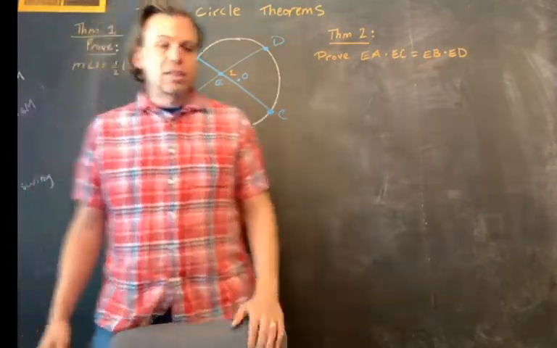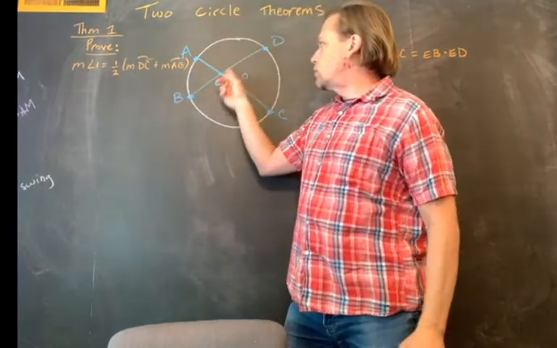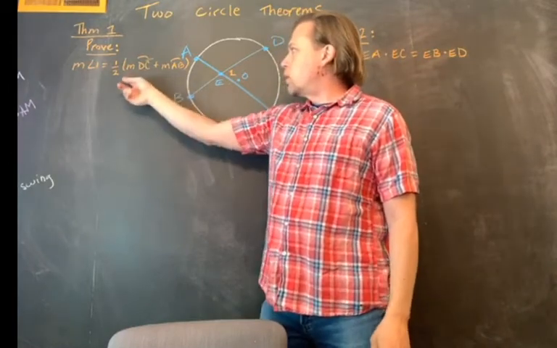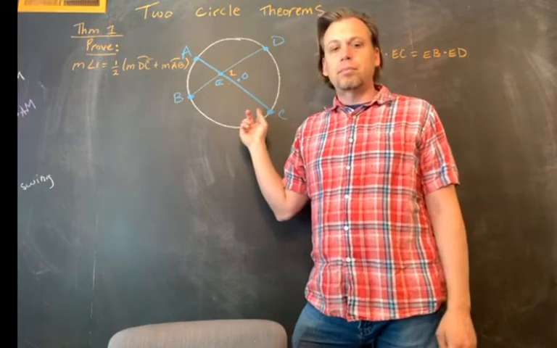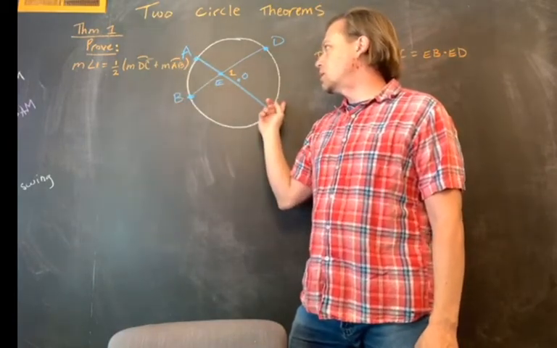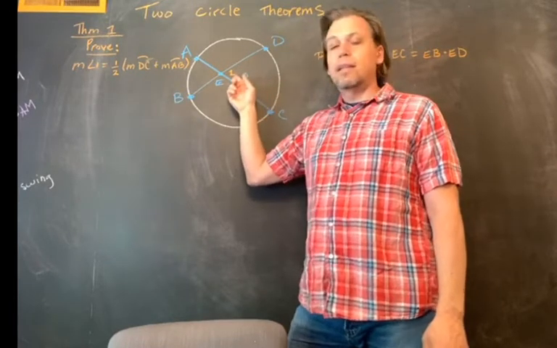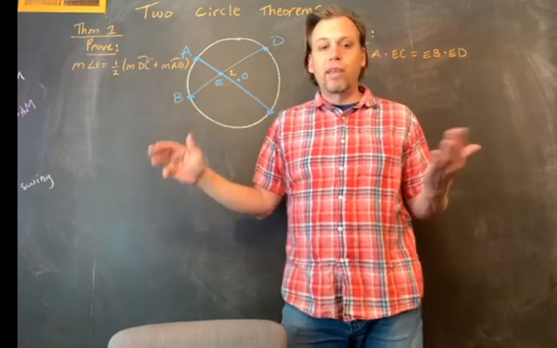And then the first statement I have is that the measure of angle 1, that's this angle formed here, DEC, that measurement is 1/2 of this arc plus this arc. So if I can find the measure of this arc and the measure of this arc, add those together, divide by 2, I get that angle. So that's what the first idea is. We're going to prove that.